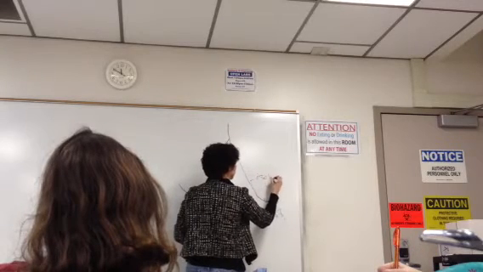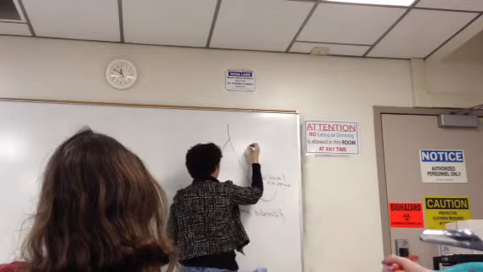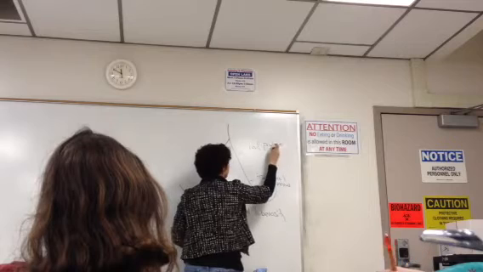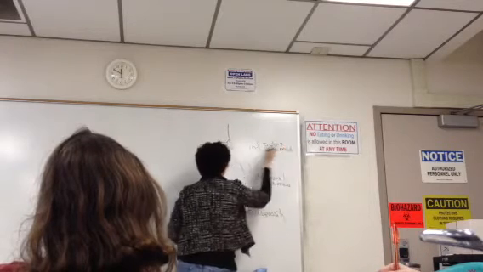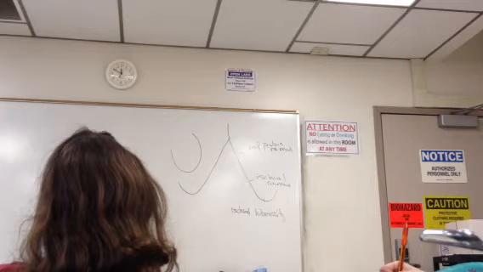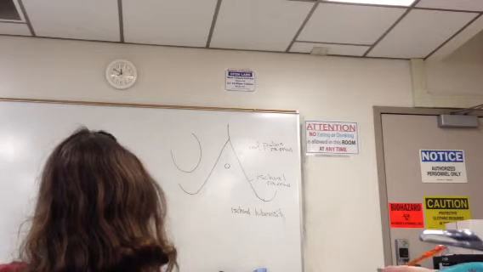Inferior pubic ramus and ischial ramus. And of course, we have our obturator foramen over here. Opening for the urethra.